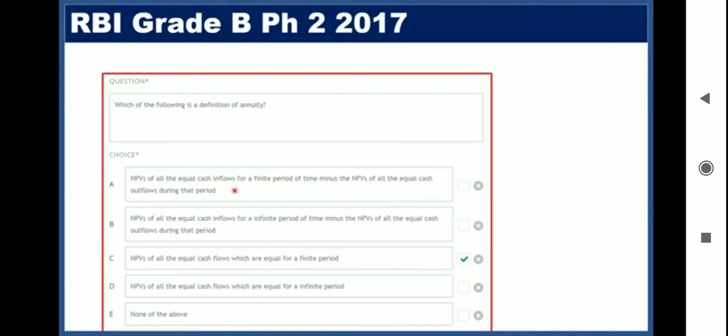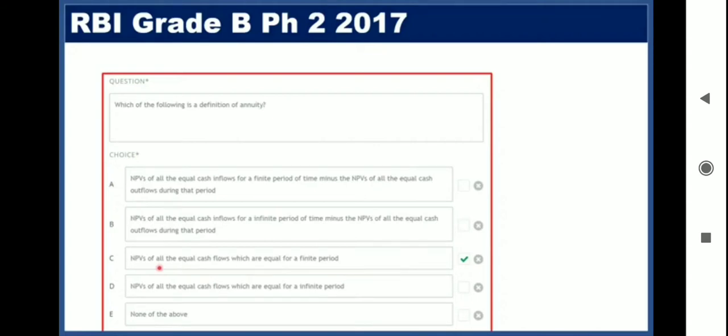Now we have discussed annuities, but we haven't discussed anything related to inflows and outflows in annuities. So this might not be the correct option. Similarly, the second option talks about inflows and outflows. So this also might not be the correct option.